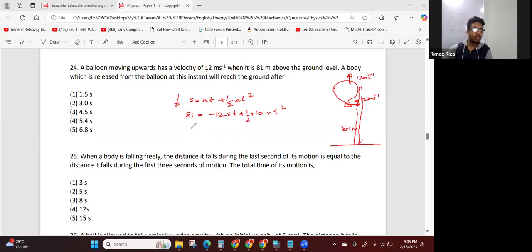So here we can write 81 equals that. I take all the terms to the right, so I have 0 equals 5t squared minus 12t minus 81. Okay, so what are the factors of 81? 81 is actually 9 into 9. Any other factors? 3 into... no.